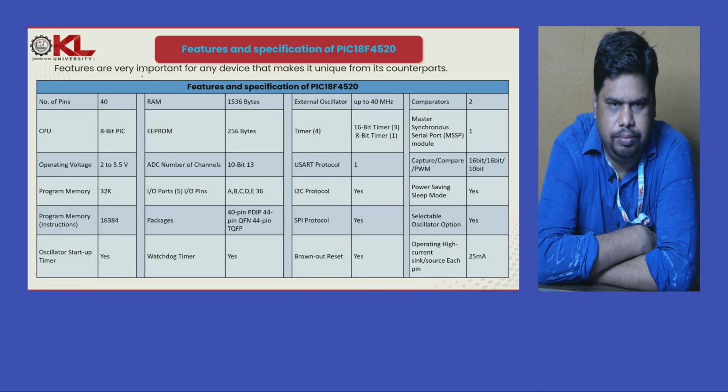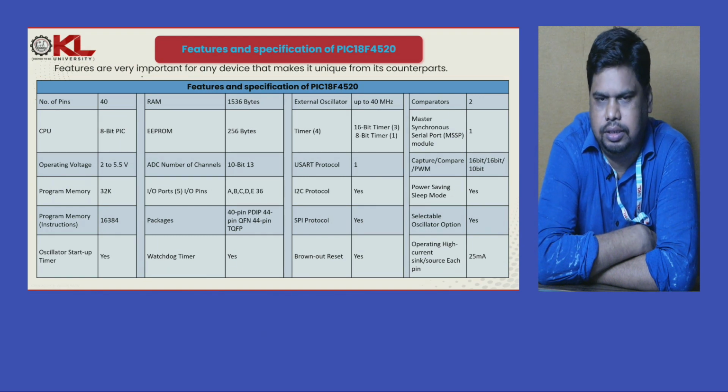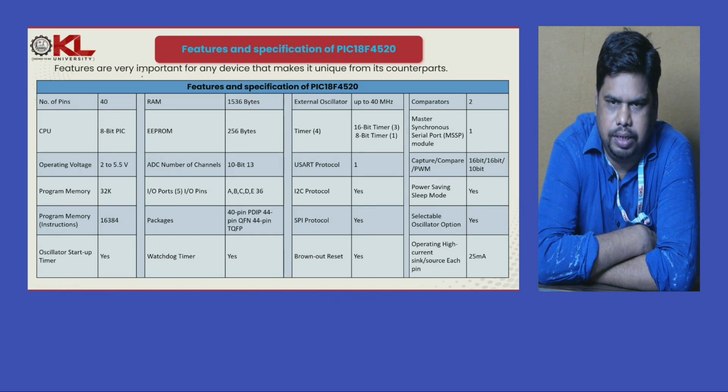EEPROM size is 256 bytes, and there is a 10-bit ADC. It has 5 input output ports, A, B, C, D, E, and it has 40 pins. Watchdog timer is available. External oscillator speed is up to 40 megahertz. So it has 4 timers, 3 16-bit timers and 1 8-bit timer. It has UART protocol, I2C protocol, and SPI protocol.